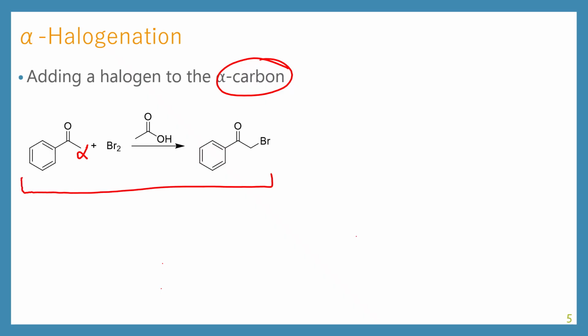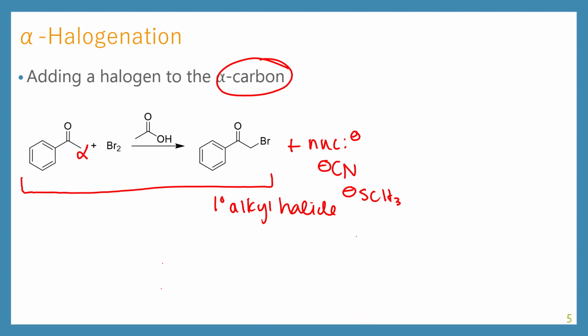Now, what's cool about this and useful is that if you create this or something like it, you are creating a primary alkyl halide. Is it a kind of congested primary alkyl halide? Sure, but it's still a primary alkyl halide. And if you combine it with a nice small nucleophile, such as maybe cyanide or maybe a sulfur with a methyl group, then that primary alkyl halide can undergo a nucleophilic addition.